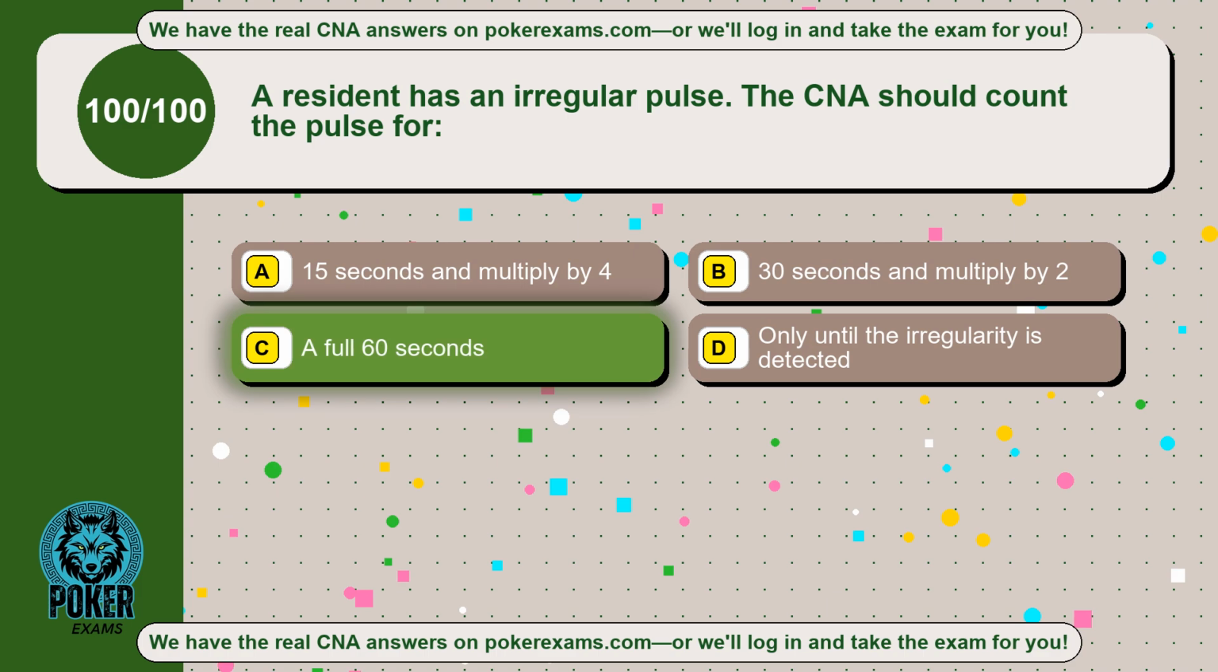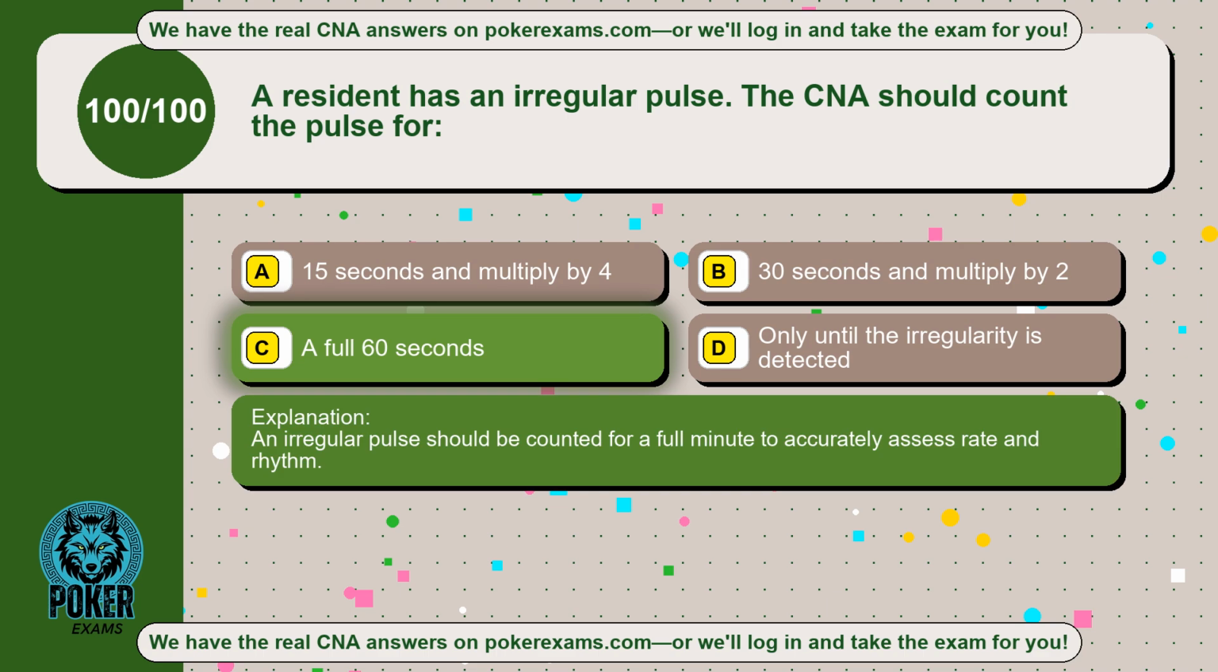The correct answer is option C. A full 60 seconds. An irregular pulse should be counted for a full minute to accurately assess rate and rhythm.